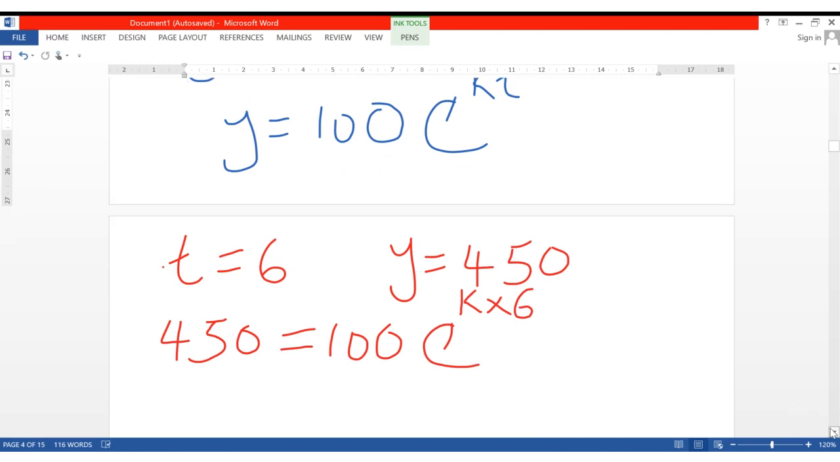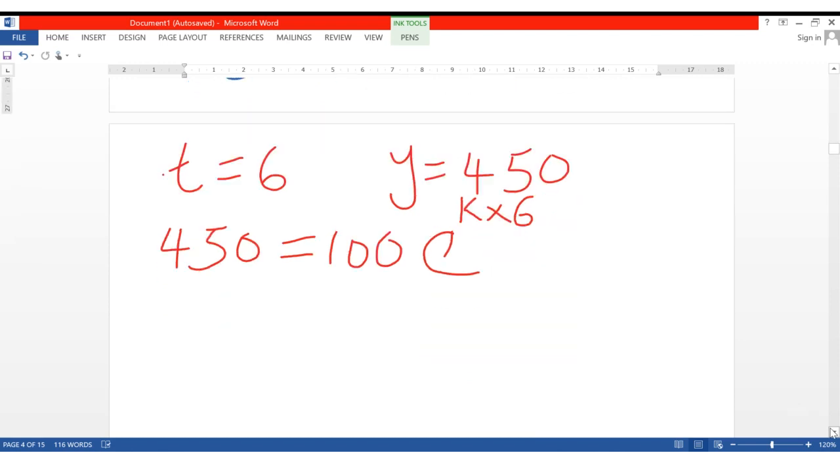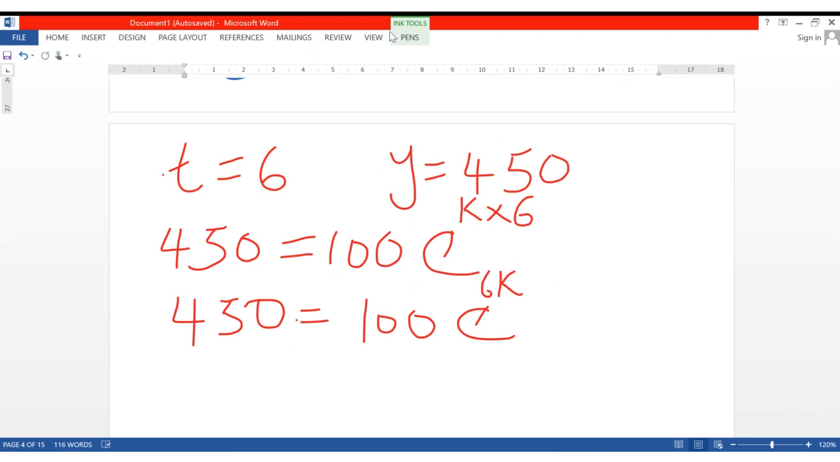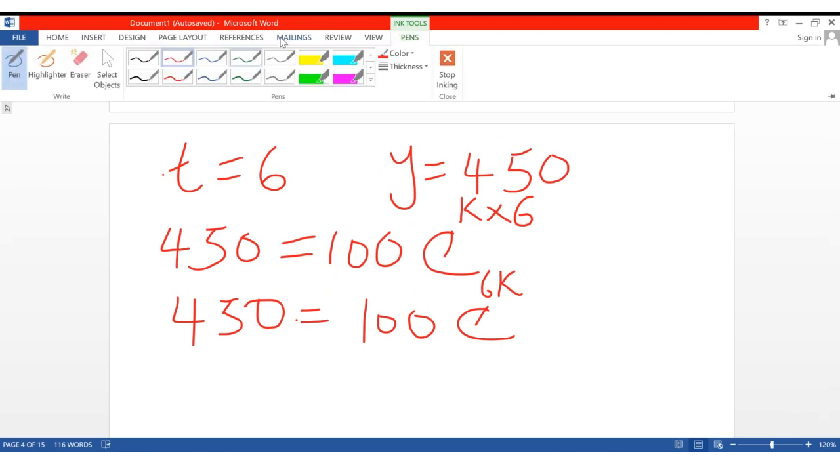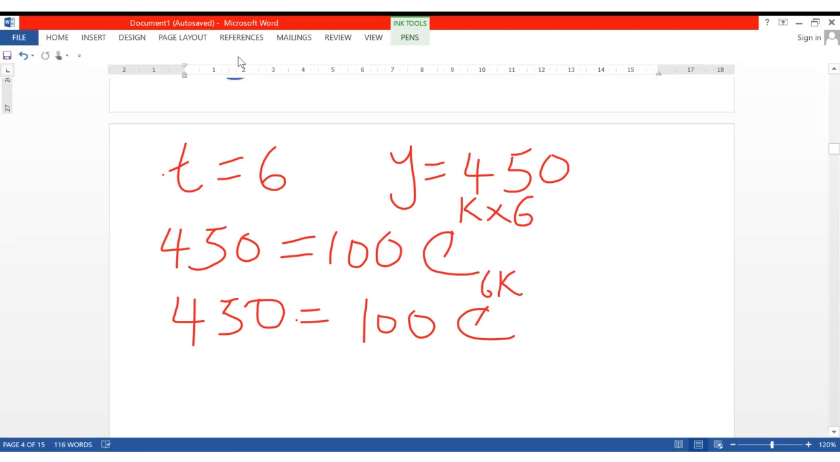k times 6, you get 450 is equal to 100 exponential 6k. Now, what are we solving for? They have told us to solve for the value of k, whatever I'm marking in green. We need to calculate the value of k. So how do we calculate the value of k now?